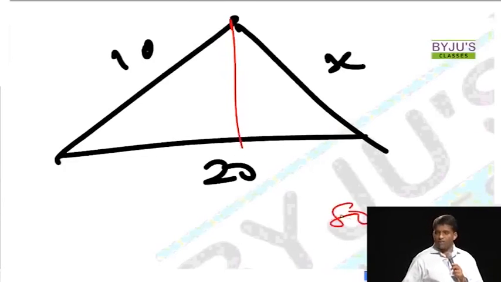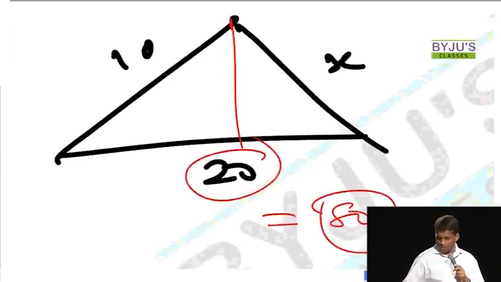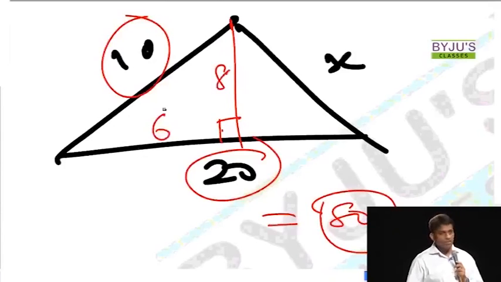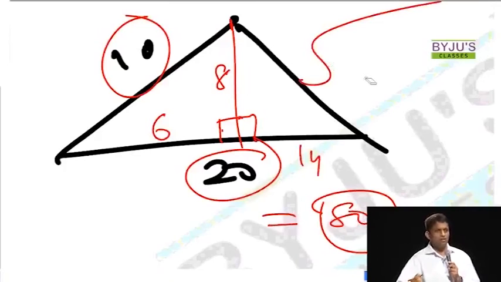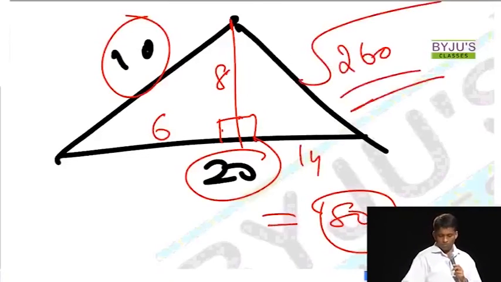Area is 80. The data given was the area, and these two lengths were given. Once you drop a perpendicular, you will get this as 8. You will immediately write this as 6, because 10, 8, 6 will match x square plus y square equal to z square. And the remaining distance is 14. So this is not big, it's a very basic Pythagoras theorem question. 8th standard level, so 260.